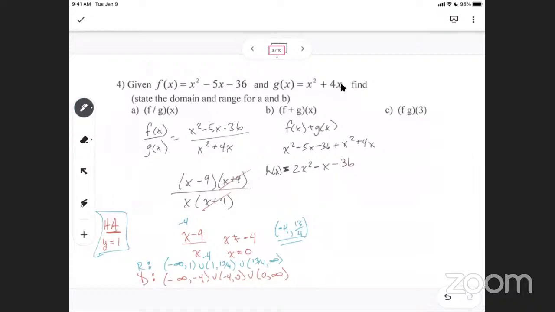And then it says find the domain and range. Well, that's just a quadratic. So the only thing I need to find is the vertex. Remember how to find the vertex easily?